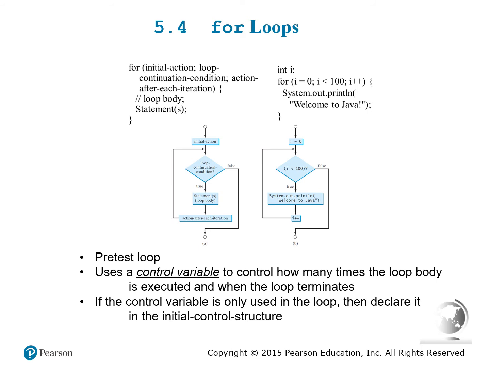When the control variable is used only in the loop, then it is declared in the initial action of the loop. Next is the loop continuation condition. Finally comes the action after each iteration, which can be a list of 0 or more comma-separated statements. The action after each iteration usually increments or decrements the control variable.